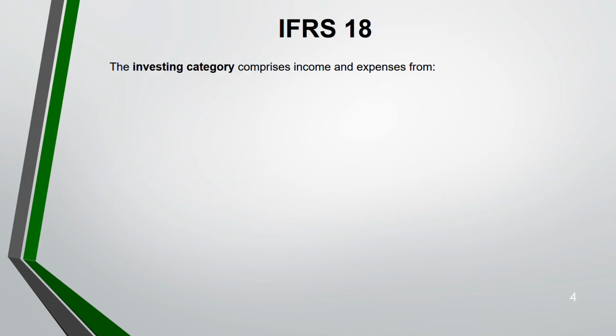Your investing category has income and expenses from investments in associates, joint ventures, and unconsolidated subsidiaries. Let me tell you, before you reach this stage, make sure that you watch my detailed video on IFRS 18 if you want the detailed explanation of this.